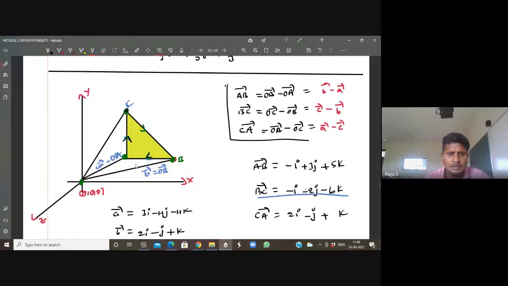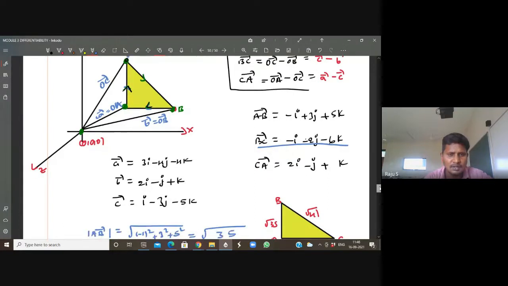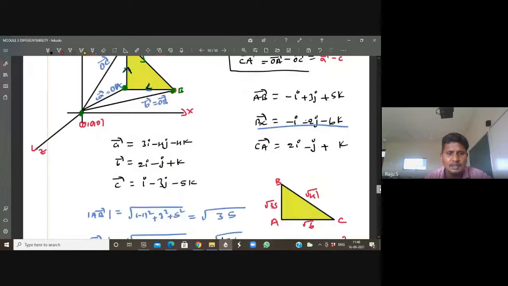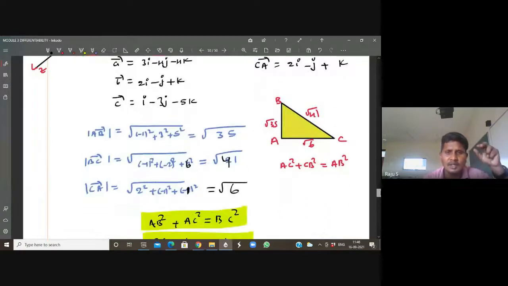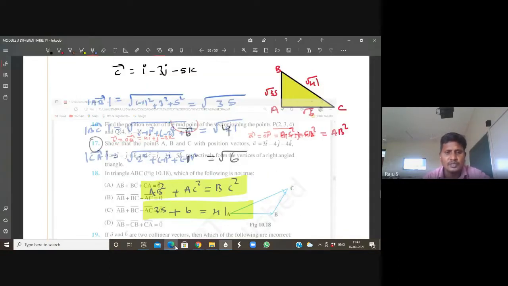Okay, students. This is OA remaining. This is OC vector. Finally, with help of that, I found the vectors sides of the triangle. Then after that, I found the length of the sides. Magnitude will give length of the sides. With help of Pythagoras theorem, it satisfies the Pythagoras theorem so that the given vectors form it. It's a very simple question, right?